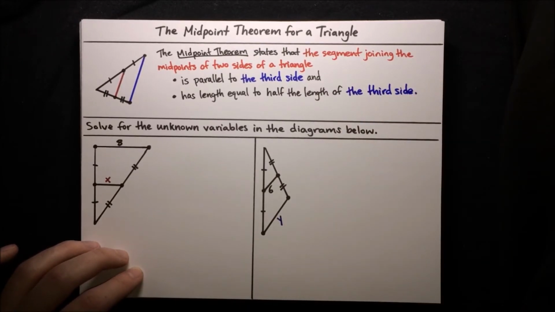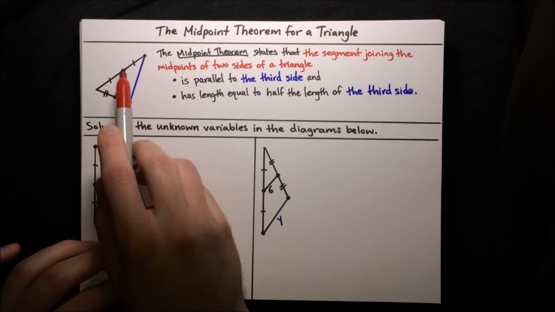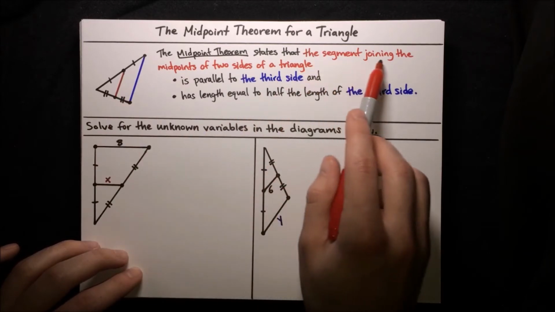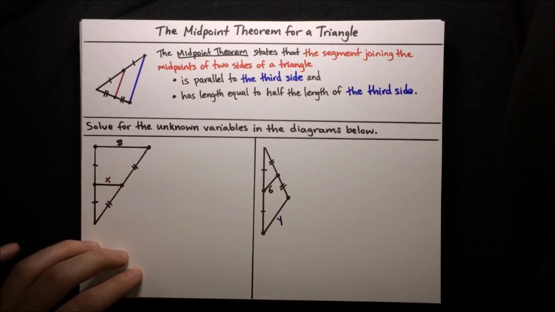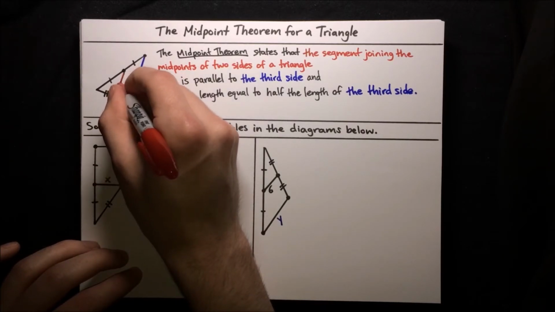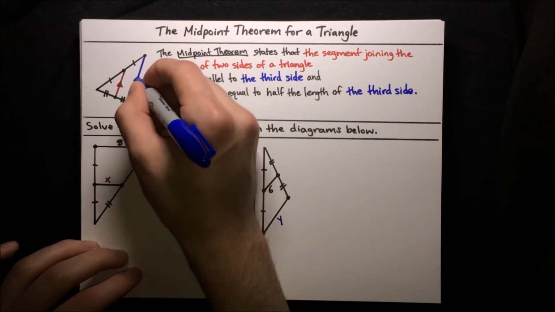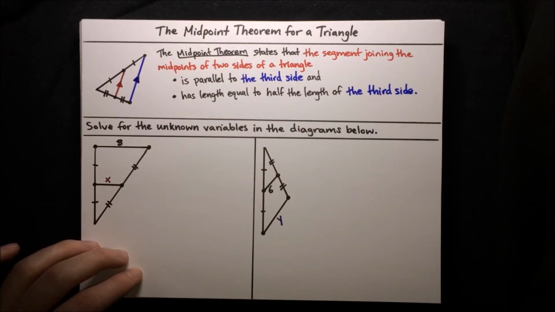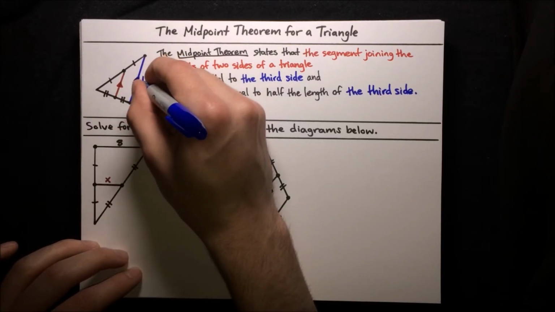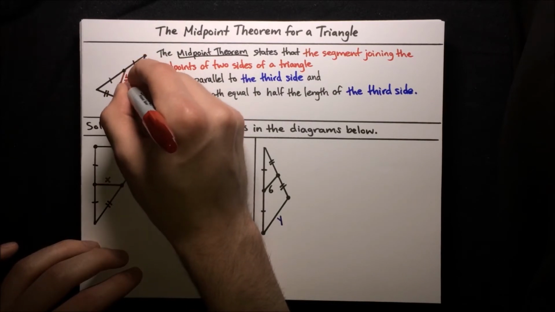Okay, so let's go ahead and process this. What does this actually mean visually? Well, we've got a triangle right over here, and we've got the midpoints of both sides labeled, and they are connected by this red line here. So this red line is the segment joining the midpoints of the two sides of the triangle. And the midpoint theorem is saying, first of all, that this segment here is parallel to the third side in blue here. So let's go ahead and make arrows on the lines to show that they're parallel. And then second of all, it has length equal to half the length of the third side. So if the third side has length, say, L, then the segment joining the midpoints of the two sides has to have length L over 2.